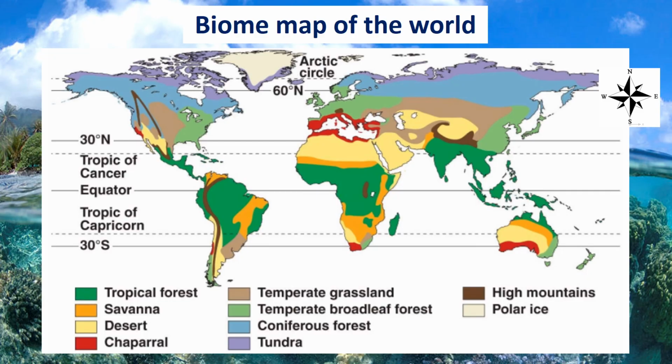So going back to our biome map of the world, so far we have looked at temperate broadleaf forests or deciduous forests, the area in pale green. We've looked at hot deserts, the area in pale yellow. We've looked at the Mediterranean biome, also called chaparral, the area in red. And today we are going to look at coral reefs, which aren't a biome in themselves, but they are a large ecosystem within the ocean biome. So quite a large and important ecosystem.